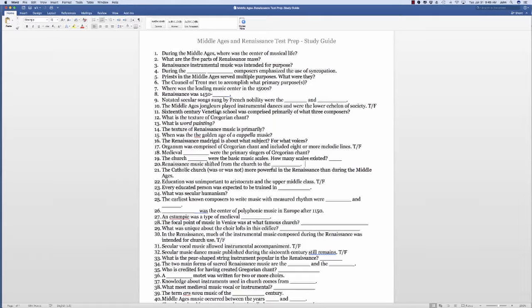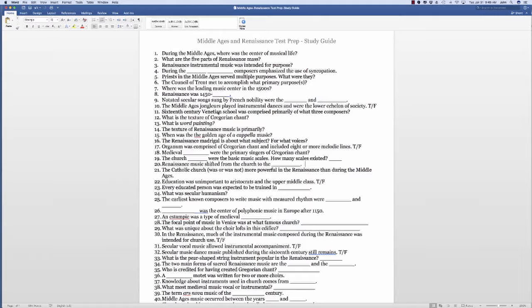16. The Renaissance madrigal. It's a particular type of music. It's about what subject and for what voices. Well, the Renaissance madrigal is really a love song, and it can have several voices. Madrigals are quite fun to sing, they're energetic, and they're secular in nature.